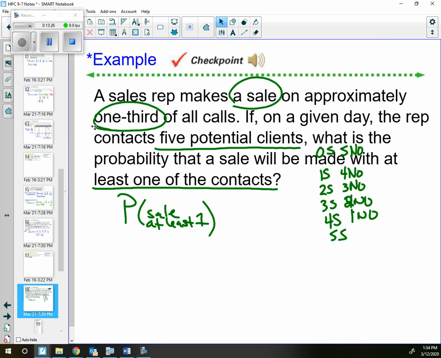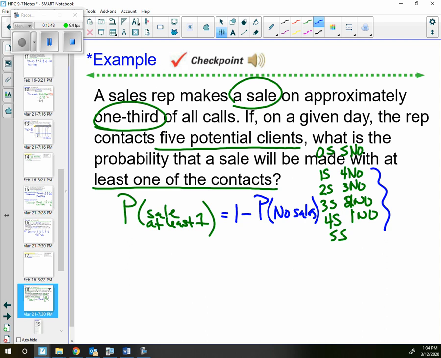So instead of trying to go through and calculate all of these, it would be a lot easier just to do 1 minus the probability that they have no sale. So I think when you think about what that would look like, it might be faster to calculate that. So we can think about the complement instead. So the probability of at least 1 sale is going to be the same as 1 minus the probability of no sales, because that's the only one not represented. Everything else is there.